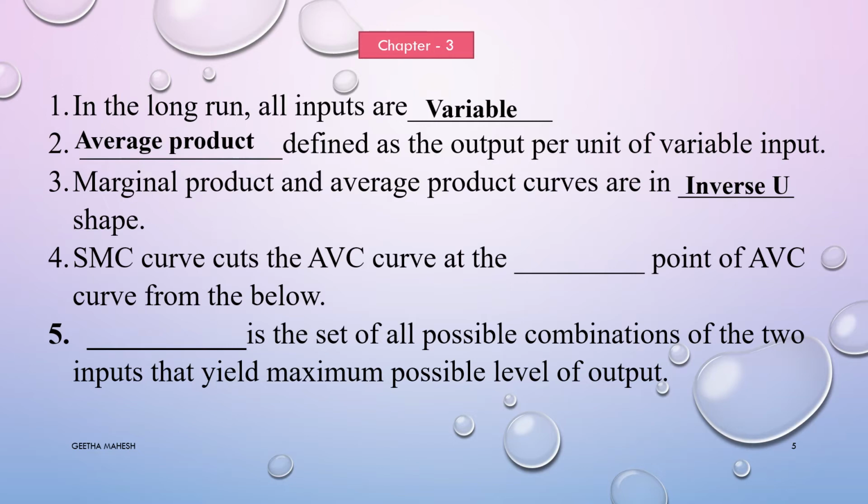SMC curve cuts ABC curve at minimum point of ABC curve from the below. So it is a minimum point of ABC curve where SMC curve cuts from below. Blank is a set of all possible combinations of two inputs that yield a maximum possible level of output. That is nothing but isoquant.